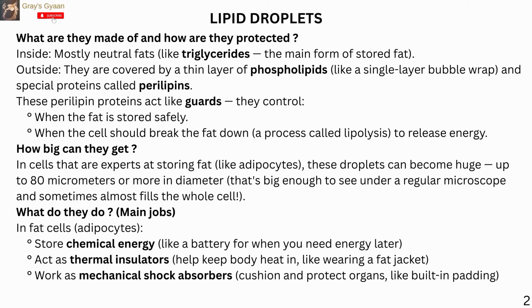What do they do? Main jobs. In fat cells, adipocytes store chemical energy, like a battery for when you need energy later. Act as thermal insulators, help keep body heat in, like wearing a fat jacket. Work as mechanical shock absorbers, cushion and protect organs, like built-in padding.